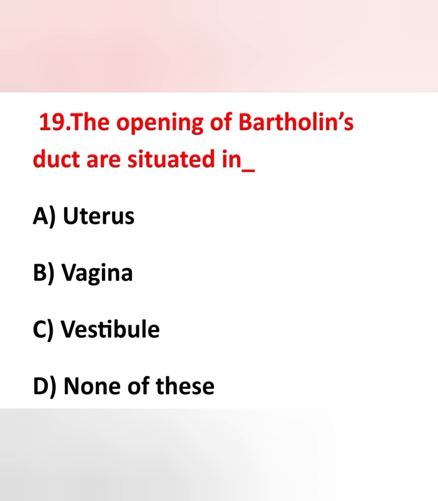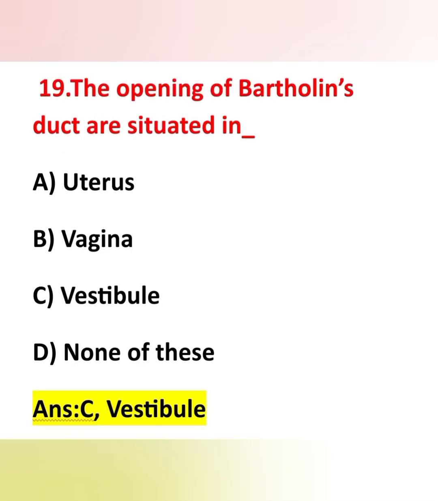Question number 19. The opening of Bartholin's duct is situated in: option A uterus, option B vagina, option C vestibule and option D none of these. Here the correct answer is option C, vestibule. This Bartholin duct is also known as the greater vestibular duct. The opening of this duct is situated in the vestibule.